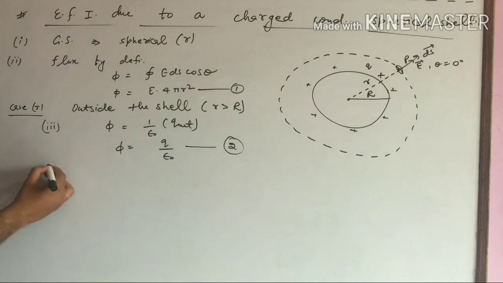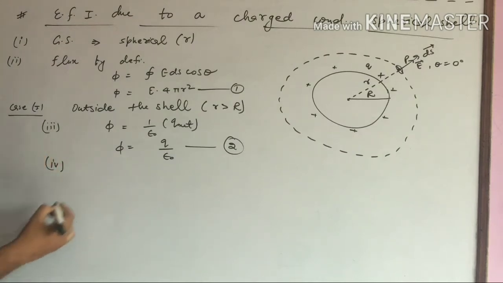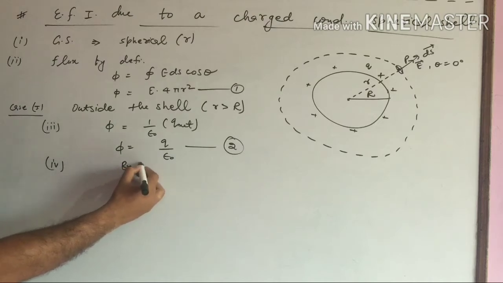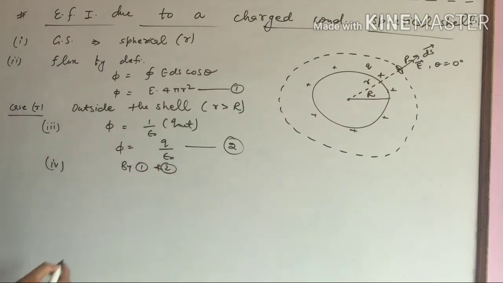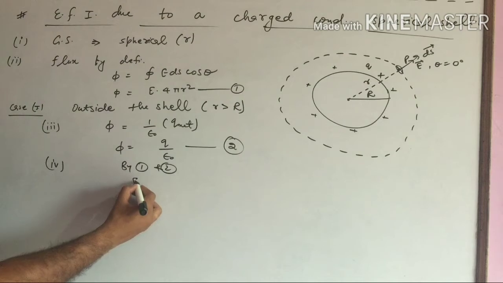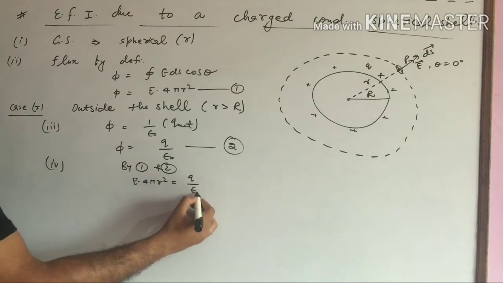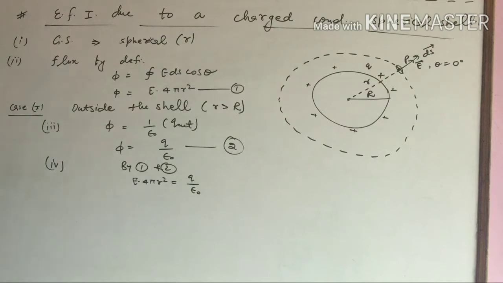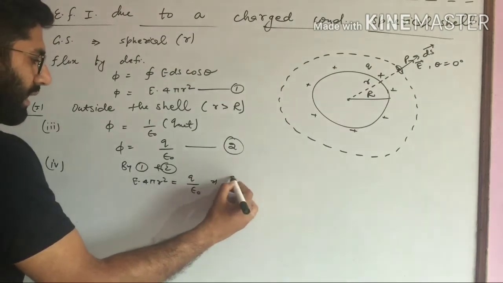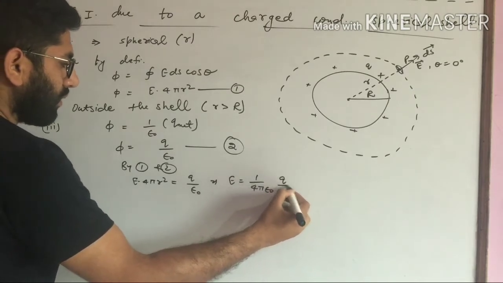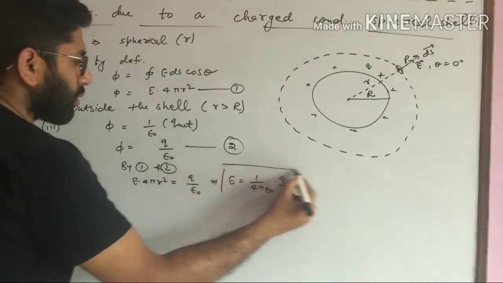And now the last step is to compare equation 1 and 2. So by 1 and 2 we can write that E into 4 pi r square is equal to q upon epsilon naught, and it gives us that electric field is 1 upon 4 pi epsilon naught q upon r square.